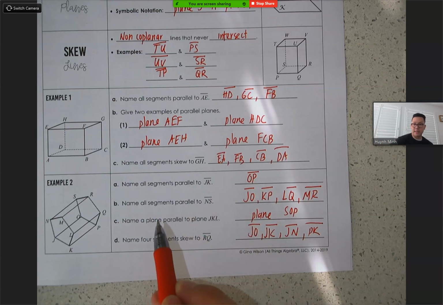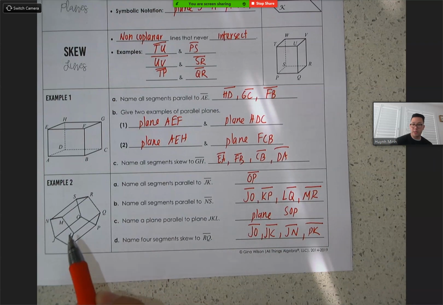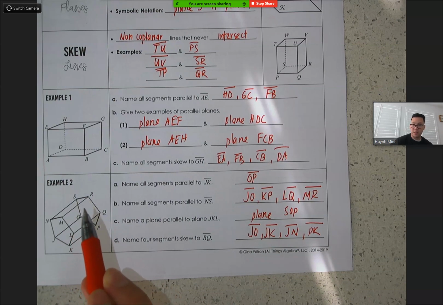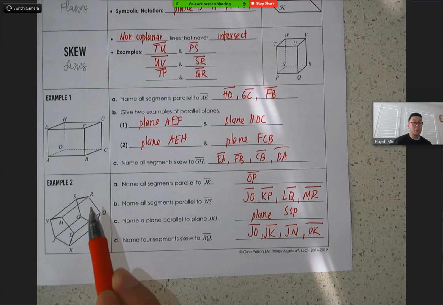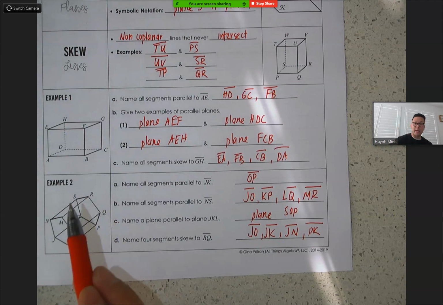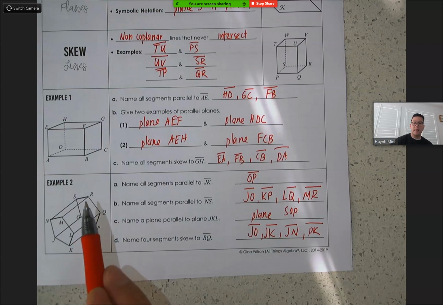For letter C, if it says name a plane parallel to JKL, well, JKL is this very front pentagon right here. So the plane that's parallel to it would be the back one. I chose SOP, but again, you can choose any 3 points. Like you could have said SRQ, SRP, QOS, any 3 letters that make up this plane.